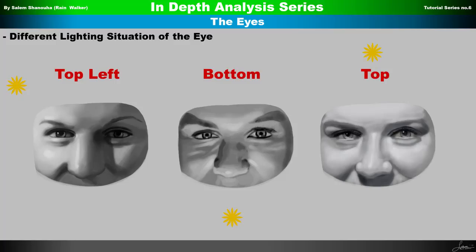Finally, the lighting from the top will be the opposite to the bottom lighting, showing the shadows on the corner of the eyes and under the upper eyelid, while the lower eyelid catches the highlight and some cast shadow underneath it. Next, let's talk about the difference between the male and female eyes.